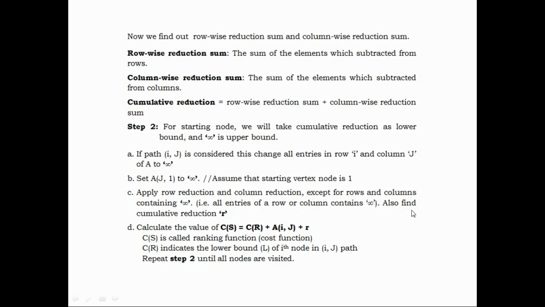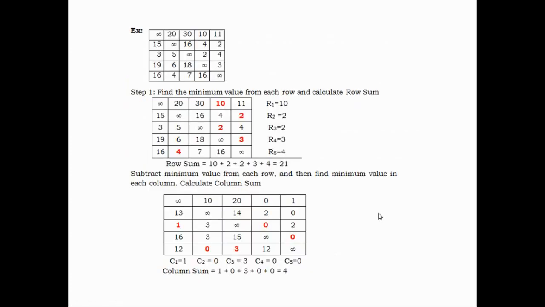Also find the cumulative reduction, small r. Calculate the value of C S, which is called the ranking function, which equals C of r plus A of i j plus r, where C of r indicates the lower bound L of the ith node in the ij path. Now we have to repeat this step 2 until all nodes are visited. Let us see how this algorithm works with an example.